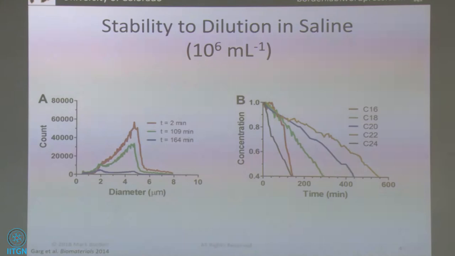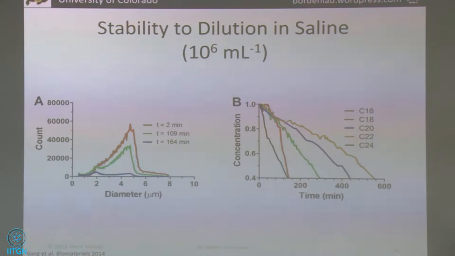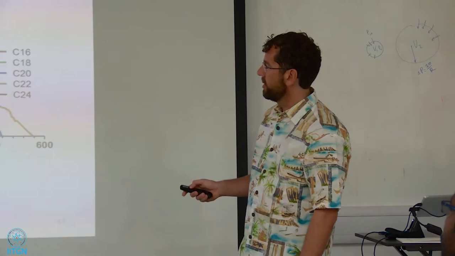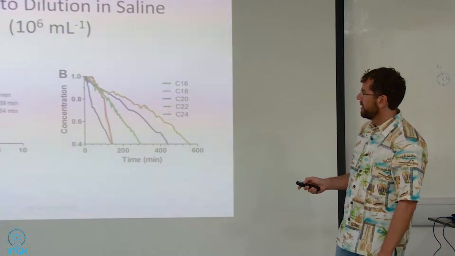So the first step we did, remember that diagram that I showed you, the paradigm of engineering the bubbles. First you do the characterization in vitro and in vivo. So we're doing here characterization without any biological samples, just looking at stability in saline. And so this is bubble count as a function of diameter for different time periods, and this is the concentration as a function of time.